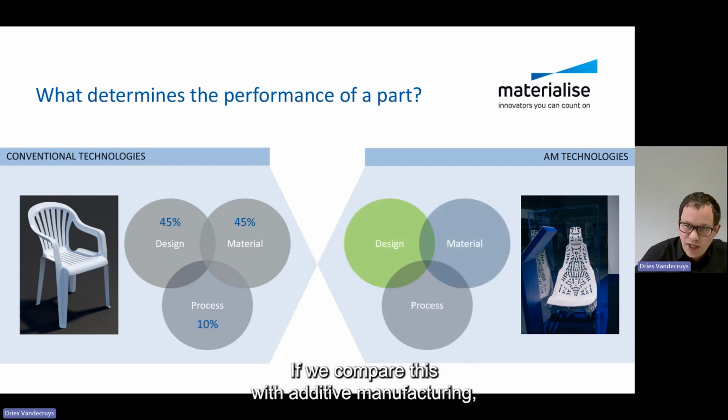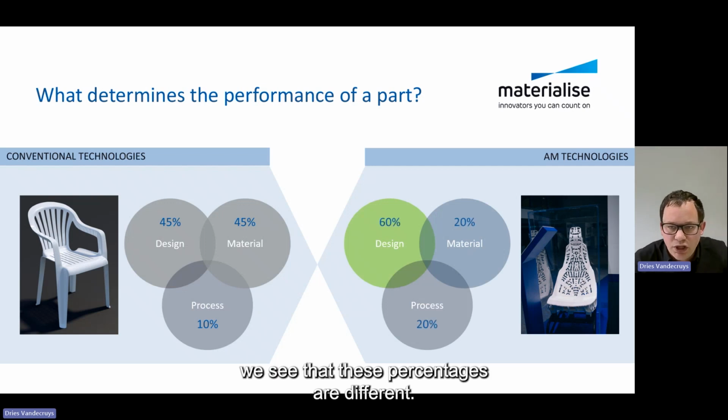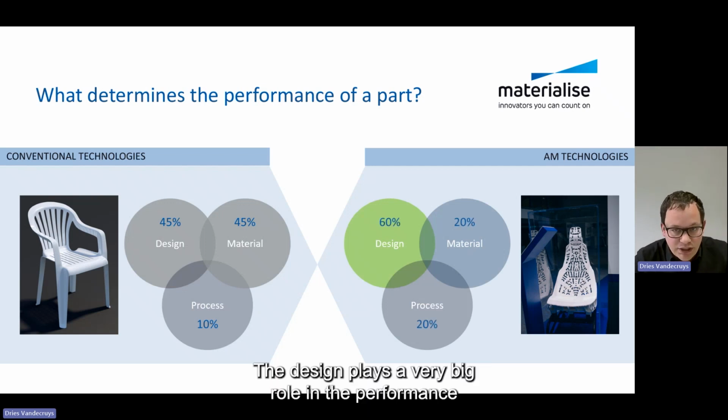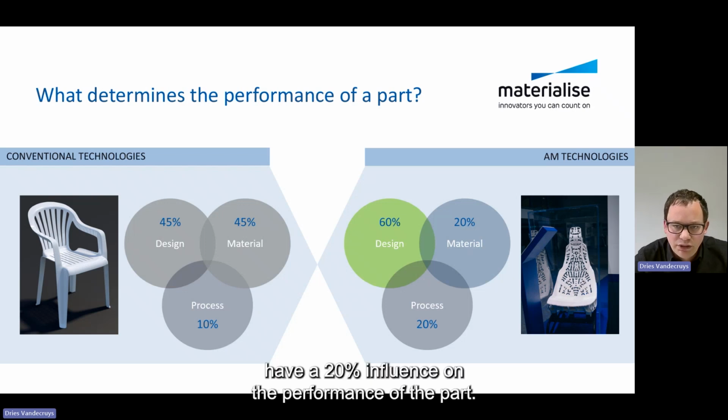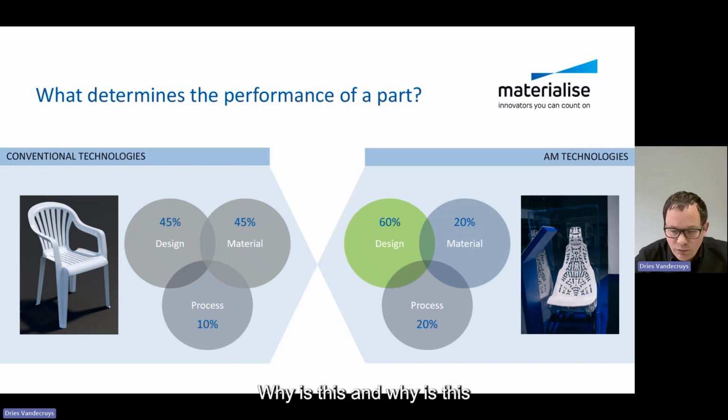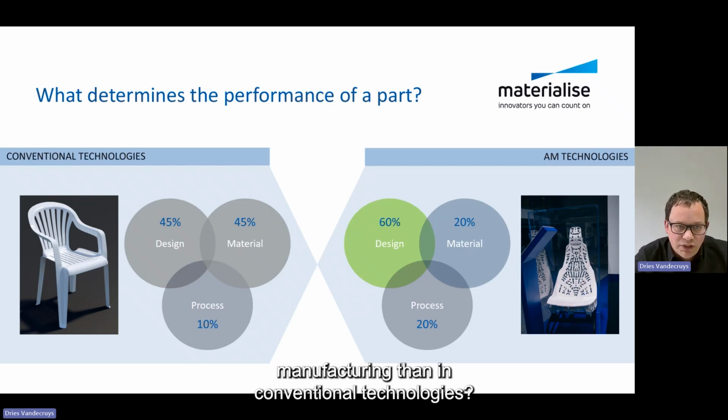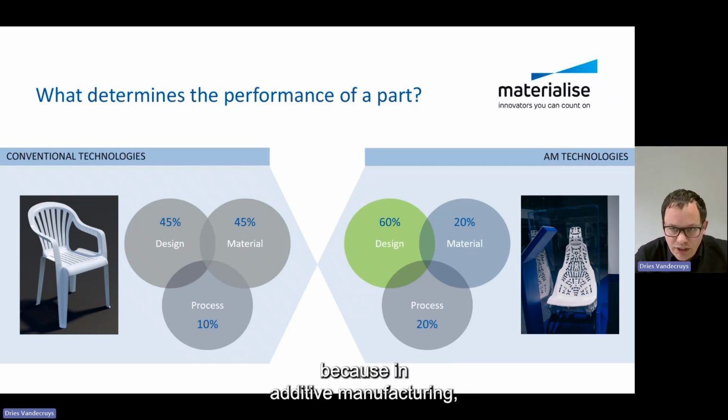If we compare this with additive manufacturing, we see that these percentages are different. The design plays a very big role in the performance of the part. The material and the process both have only a 20% influence on the performance of the part. Why is this different in additive manufacturing than in conventional technologies? It is because in additive manufacturing you have a lot of freedom of design, you have a lot of opportunities to improve your design, to overcome limitations on the material or on the process side.